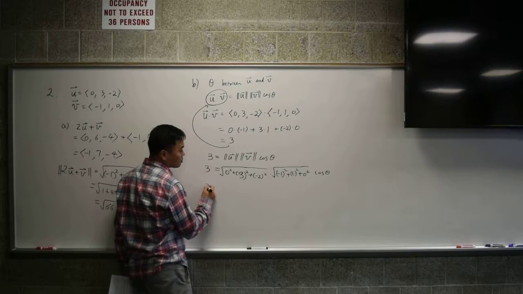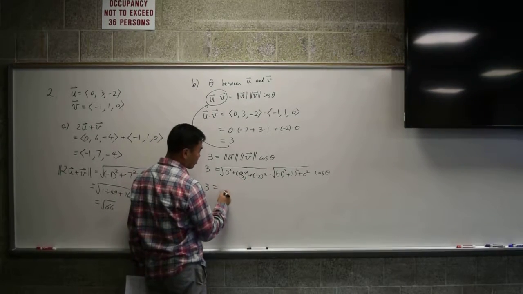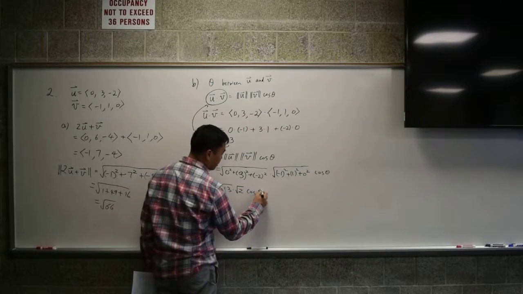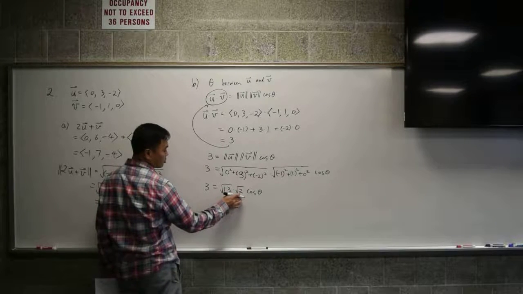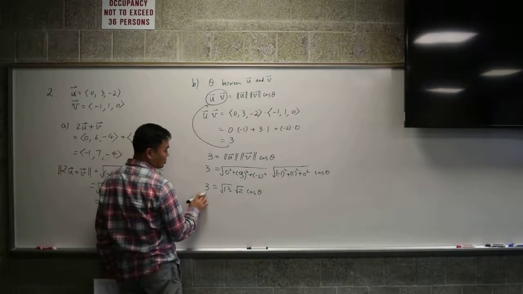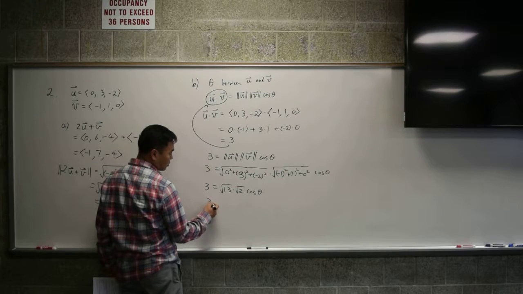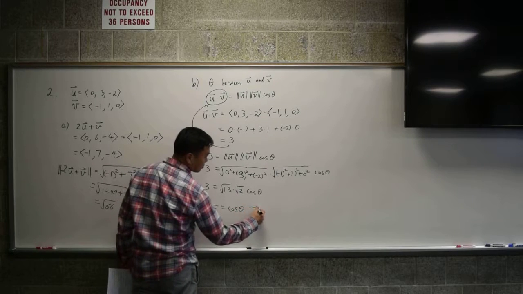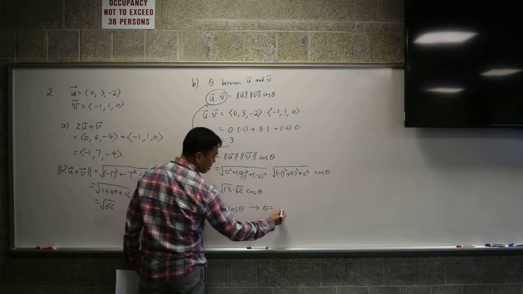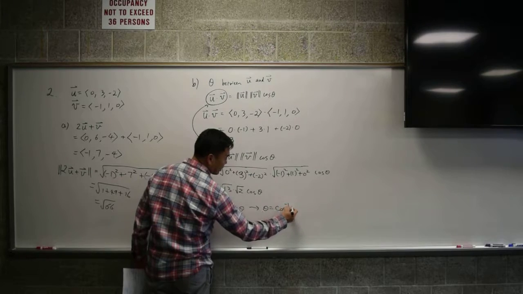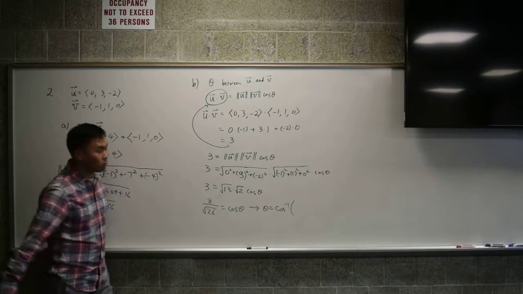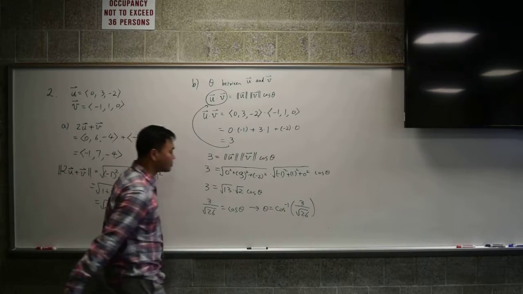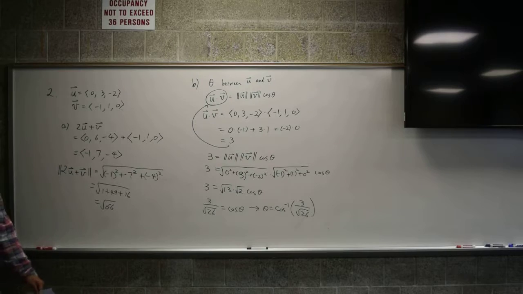So let's see. This is 3. 9 plus 4, that's square root of 13, times square root of 2, cosine of theta. And these two multiply to square root of 26, and dividing it to the other side, you have 3 over square root of 26 equal to cosine of theta, so that theta is the arc cosine, the cosine inverse, of this value, 3 over square root of 26. Okay, that's how you find the angle.